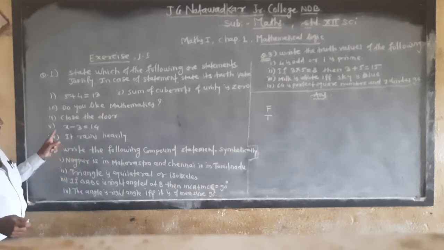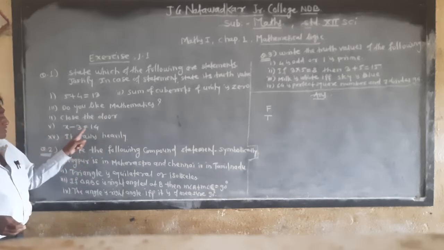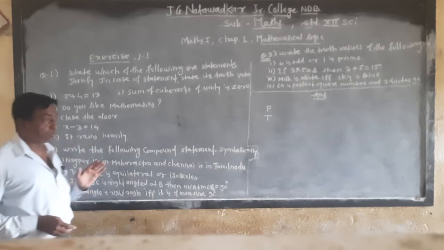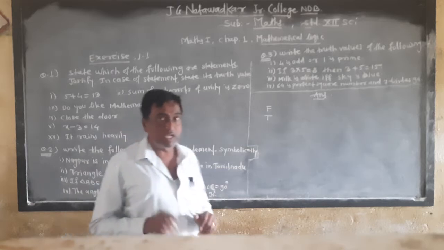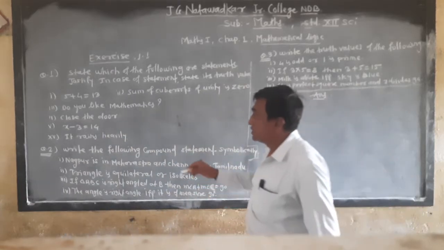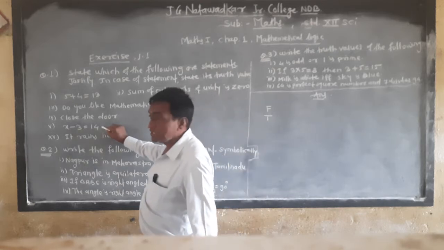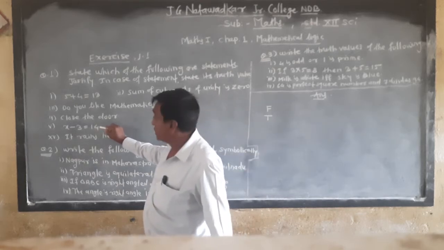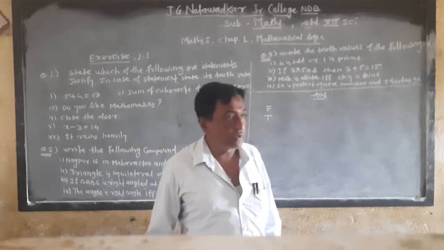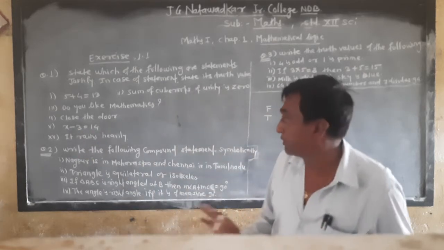Okay. Next is x minus 3 is equal to 40. Here x is a variable. We can't define the value of x, and so this is not a statement. This sentence is not a statement because we can't define x, so it is not a statement.